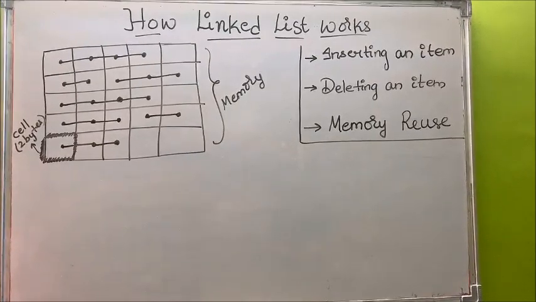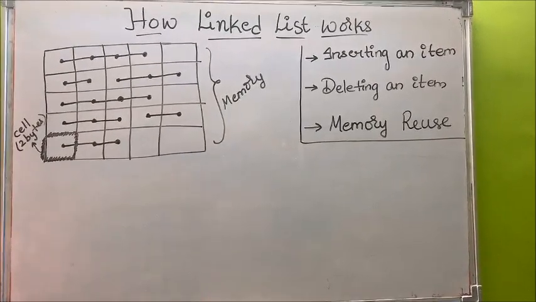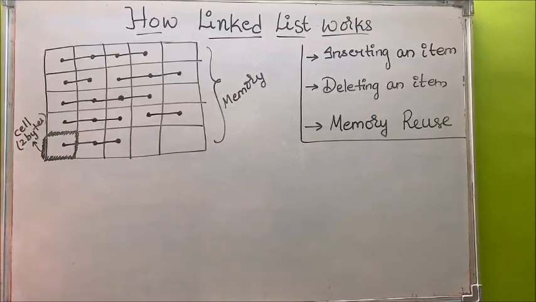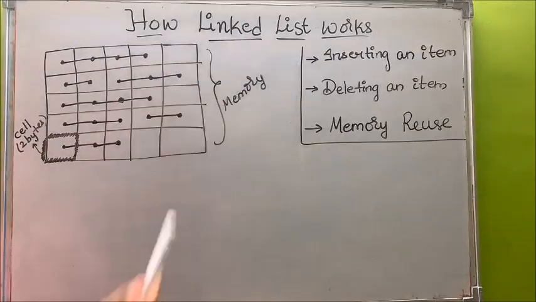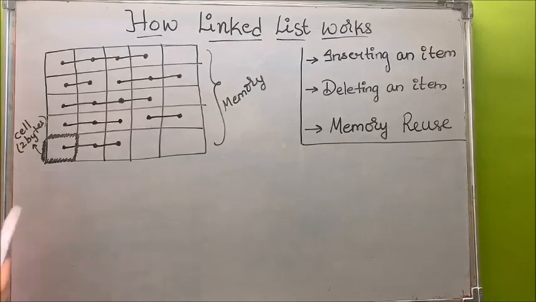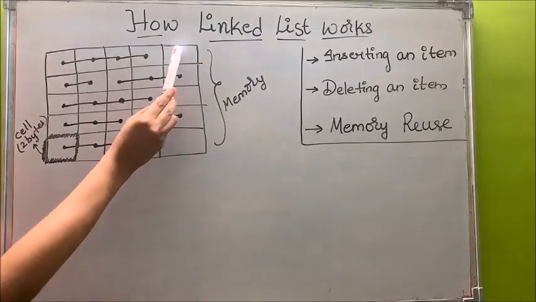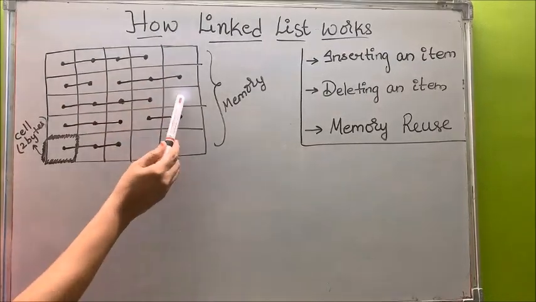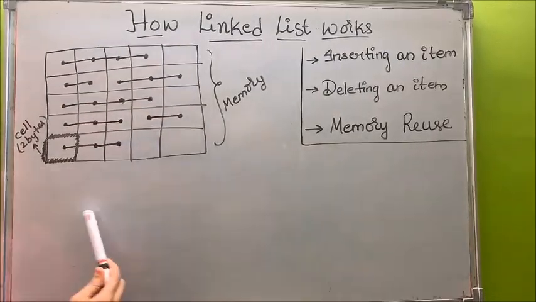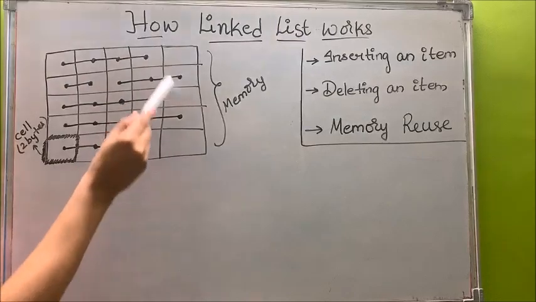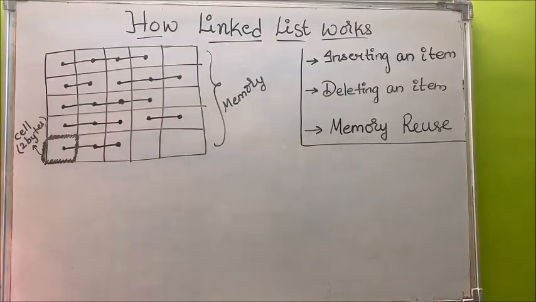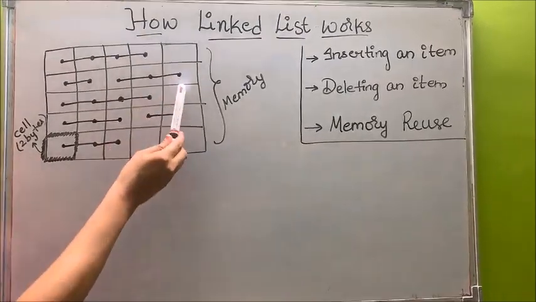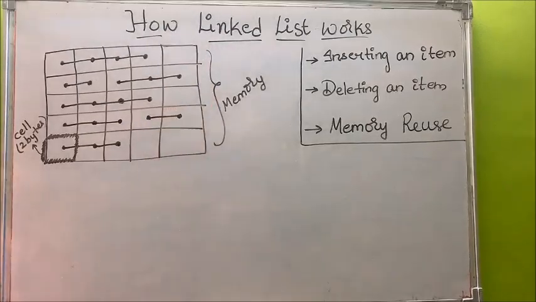And now in this video, I am going to discuss how the memory is reused using the concept of linked list. If you observe the picture, there are 4 empty cells, whereas these 4 empty cells are not contiguous cells. So these 4 cells are not being used for arrays. So how to use these empty cells using the concept of linked list?